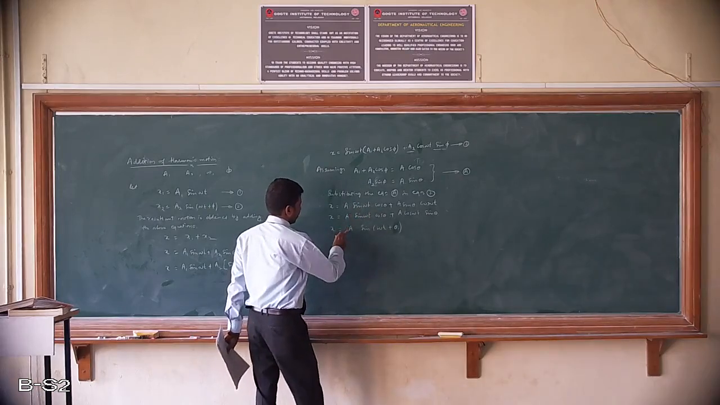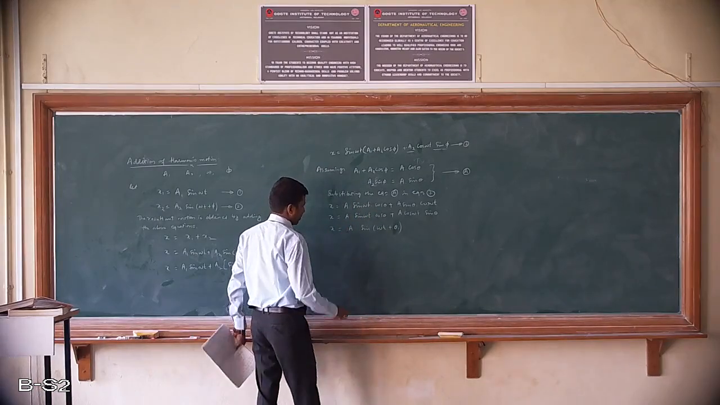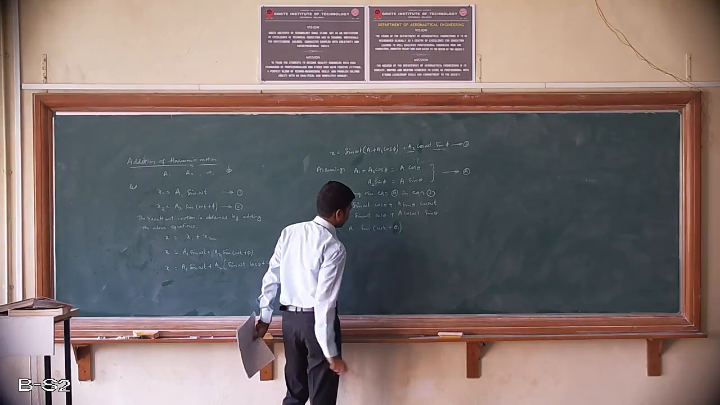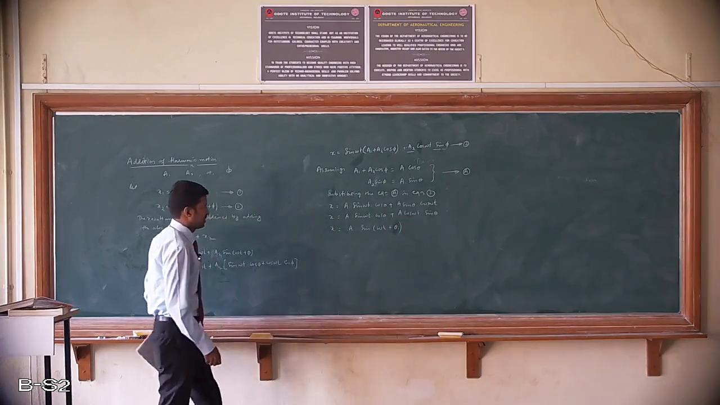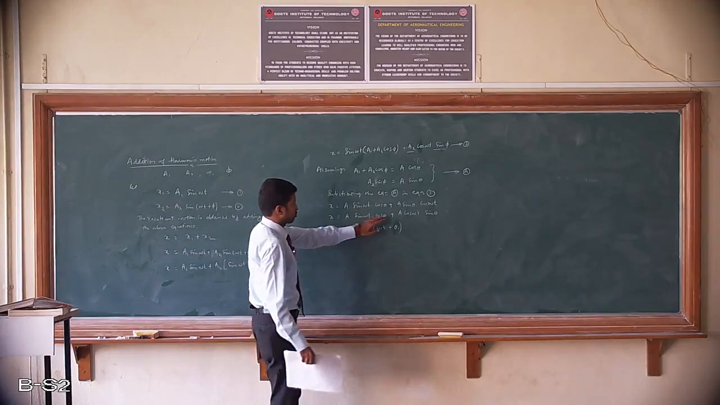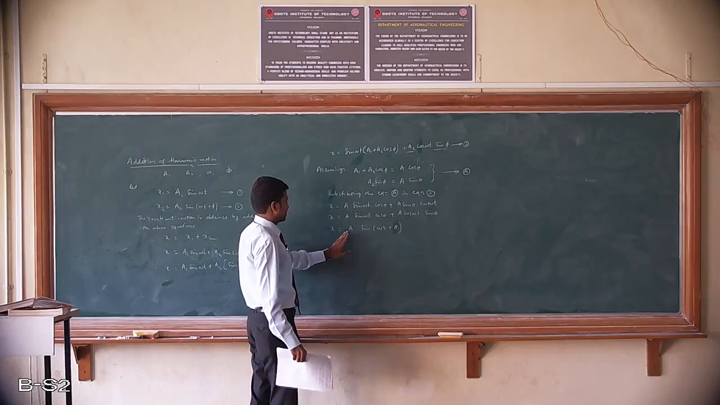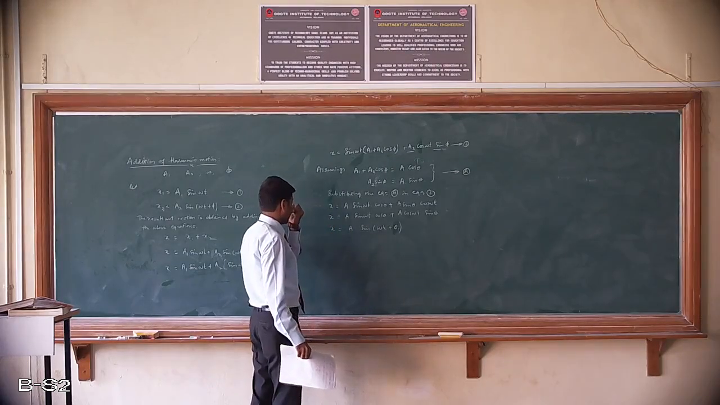In this I have taken A as common, then sin of omega t into cos theta plus cos of omega t into sin theta is nothing but sin of A plus B. Sin A into cos B plus cos A into sin B becomes sin of A plus B. So I have written x as A into sin of omega t plus theta.